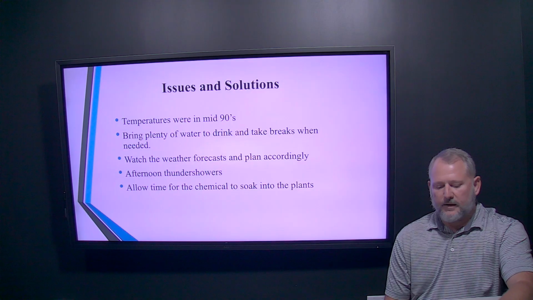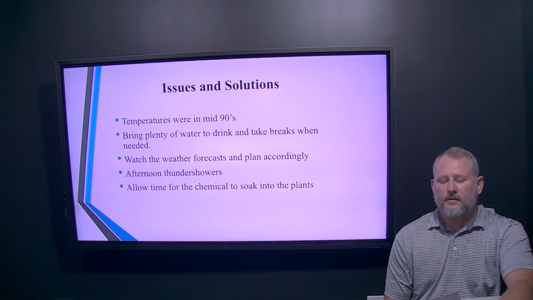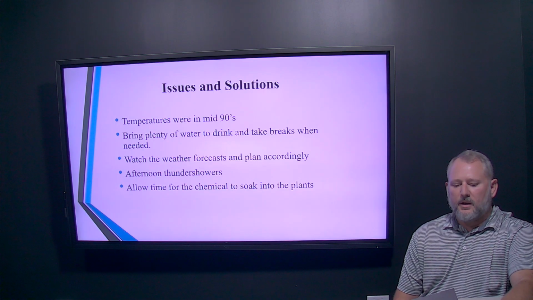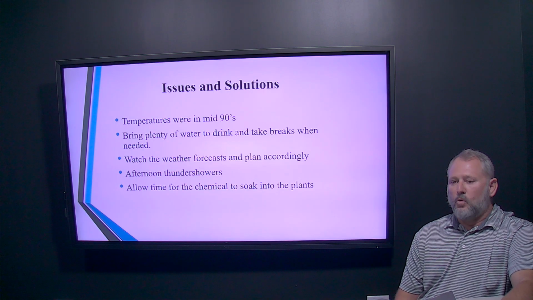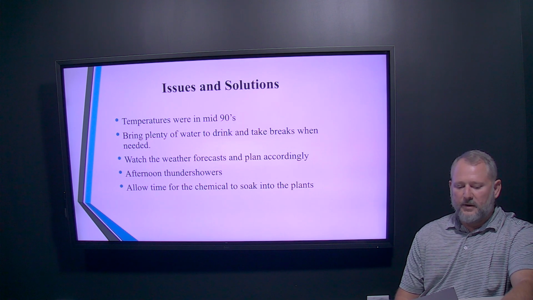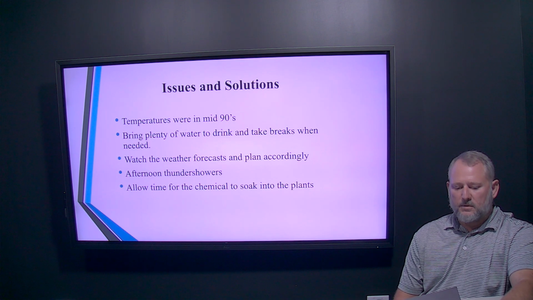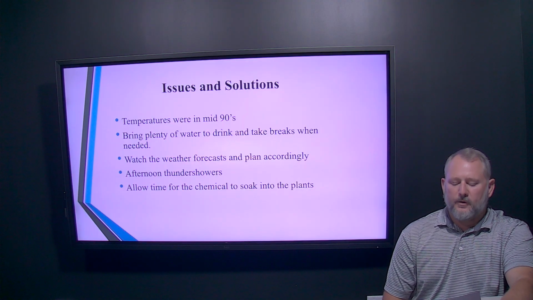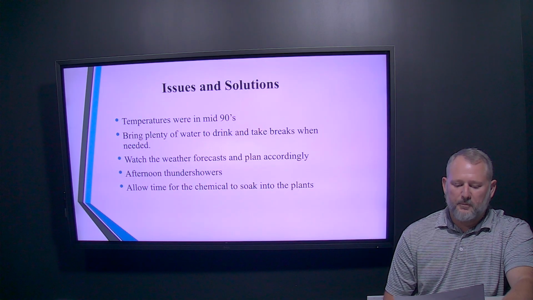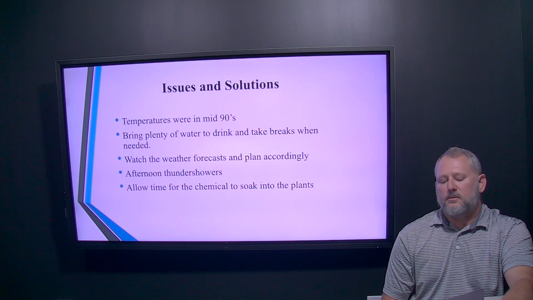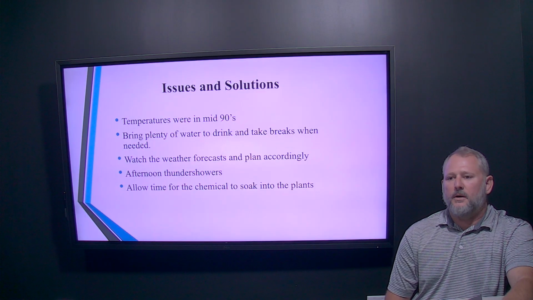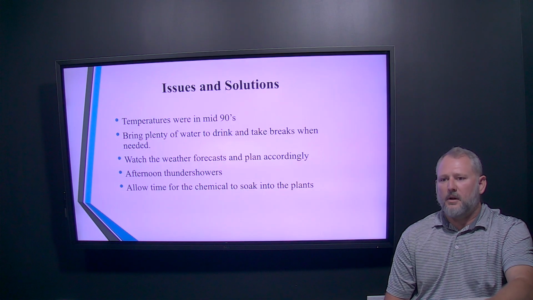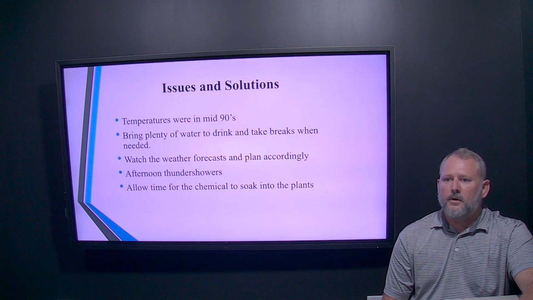Some of the issues that I encountered: it was very hot during this project. Temperatures were in the upper 90s, and it was very important to implement a work-rest cycle. Also, water breaks were needed because of the high humidity, and there were almost daily rain showers. So it was very important that I watched the weather forecast so that I knew when to expect thunder showers, because this is important with spraying chemicals. You want to plan ahead so you have enough time to allow the chemical to dry and soak into your targeted plant. You don't want rain to come around and wash it off.